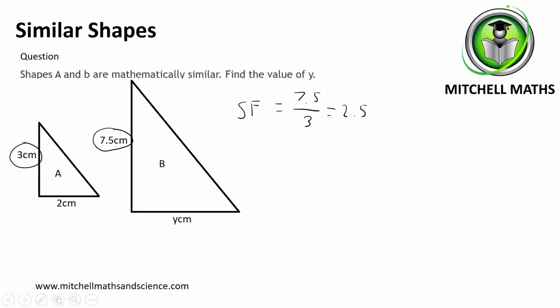Now that we've got the scale factor, we can work out what y is. This time, we're enlarging because we're going from the smaller shape to the larger shape. And what that means is instead of dividing by the scale factor, we're going to need to multiply by the scale factor. So to find out y, we're going to do 2 multiplied by 2.5, which will give us 5 centimetres, so y is 5. So if you're enlarging, multiply by the scale factor. If you're reducing the side, if you're going to the smaller shape, then divide by the scale factor.